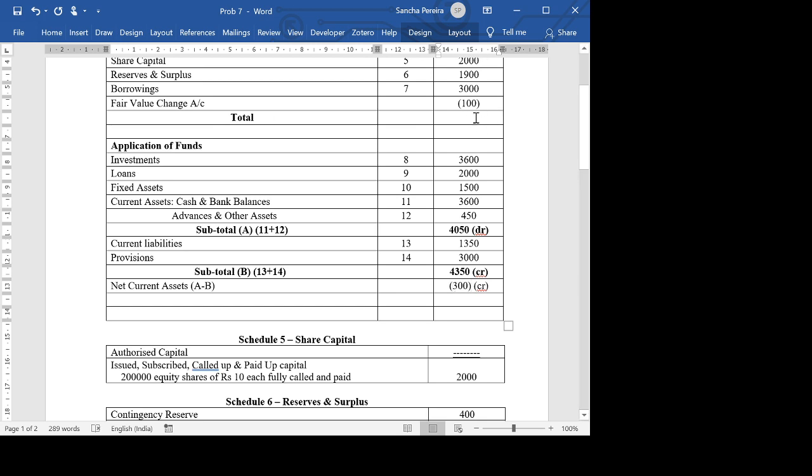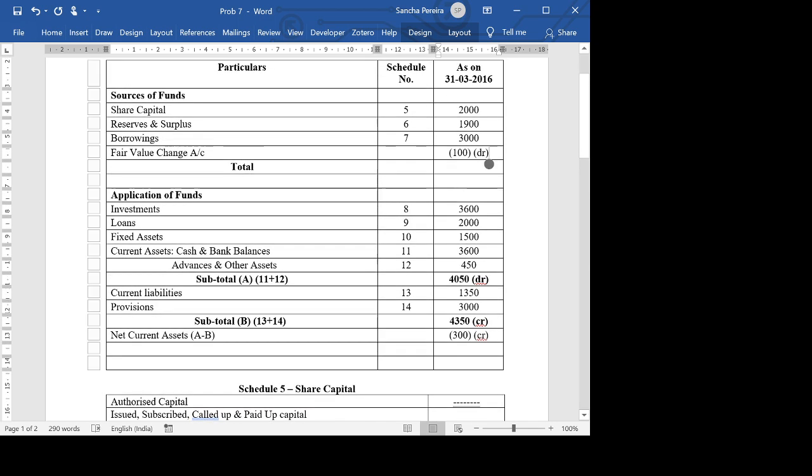Same principle as this. This is a credit among debits. This was a debit among credits. This is just for your understanding purpose. This was a debit among credits. But this is a credit among debits. This is basically your asset side.